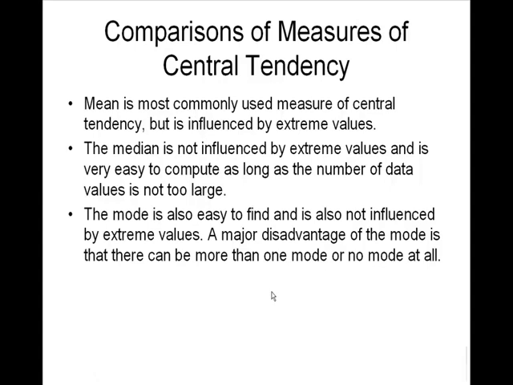The mode is also very easy to find and is also not influenced by the extreme values, but a major disadvantage of the mode is that there can be more than one mode, or there can be no mode at all. And that's not a very good idea. If all your data values occur once, there certainly should be some measure of what's in the center, but if they all occur once, then you would say there's no mode.